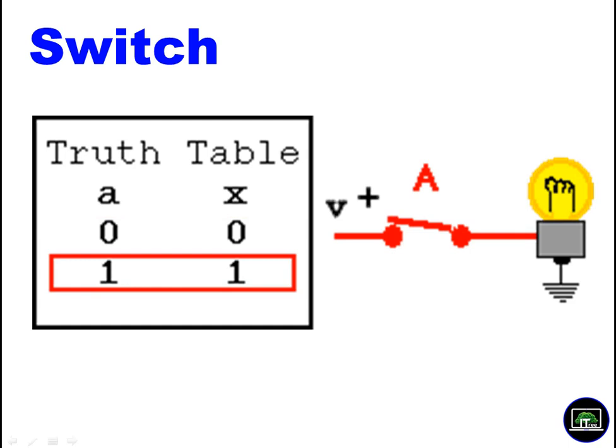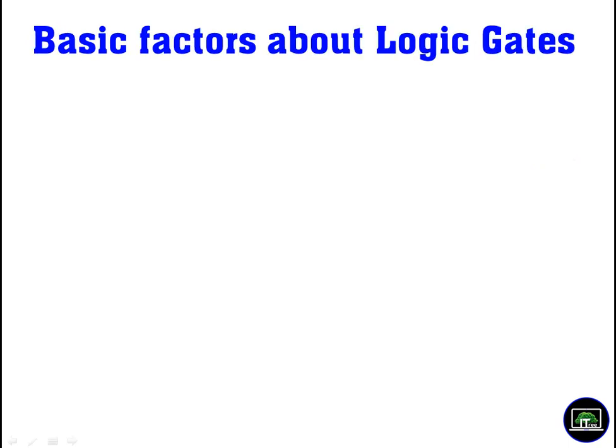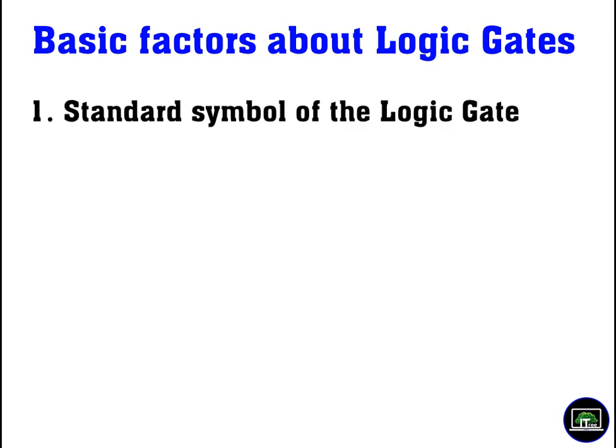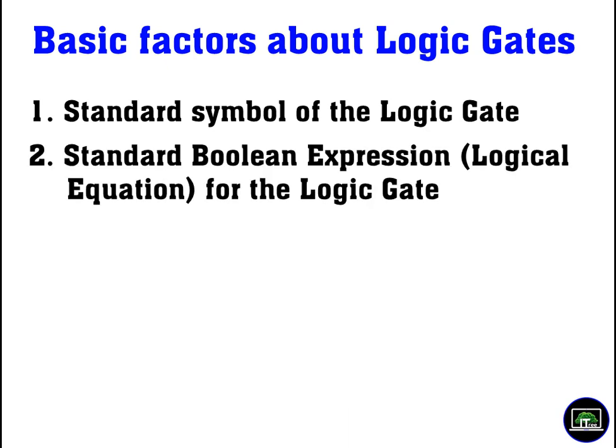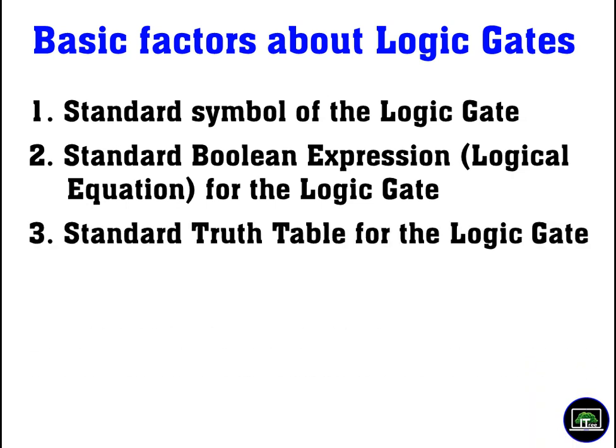Okay, let's go forward. When you are learning about logic gates, we will learn three basic factors. First, you should know the standard symbol of the logic gate. Then you should know the standard Boolean expression, sometimes called the logical equation, of the logic gate. Then you want to know the standard truth table for the logic gate. So we know three things: standard symbol, Boolean expression, and truth table.